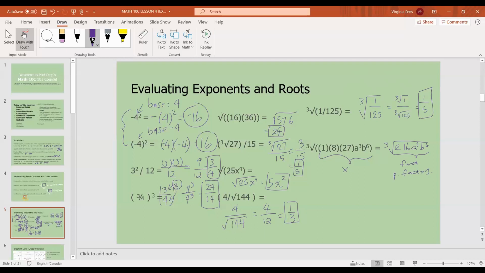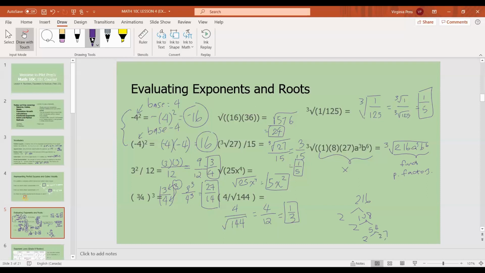Prime factors, I should say. So for 216, I'm going to draw this aside. We can first divide it by 2 to get rid of that. So 216 divided by 2 is 108. And this is even, so we can also take out another 2, which will be 54. This is also even, so we can once again take out another 2, which leaves us with 27.